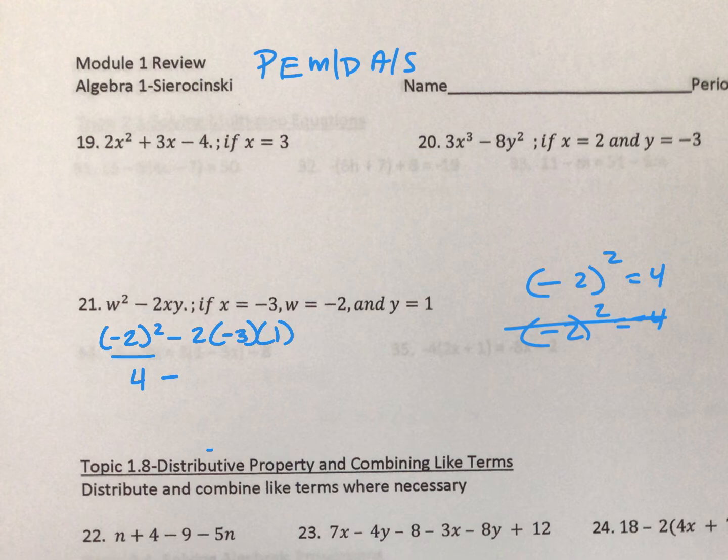Put it in parentheses. So we got positive 4. Bring everything else down. And then I'm going to multiply these straight across. 2 times negative 3, negative 6. Negative 6 times 1, negative 6. So I have 4 minus negative 6. Change subtraction to addition. Change the sign of the second number. The answer is 10. Let's keep going.